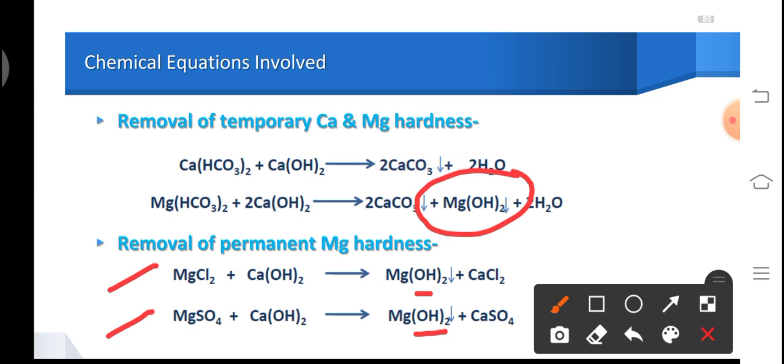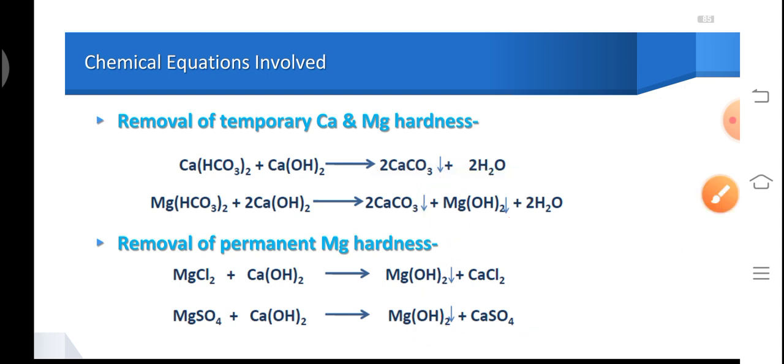By treating them with lime, we will get magnesium hydroxide along with some salts of calcium. Now look at these salts. These salts have a permanent nature, so we need to remove these salts also. We can remove these salts by treating them with soda. So in this slide we have learned how we can remove the temporary and permanent hardness of some salts of calcium and magnesium.